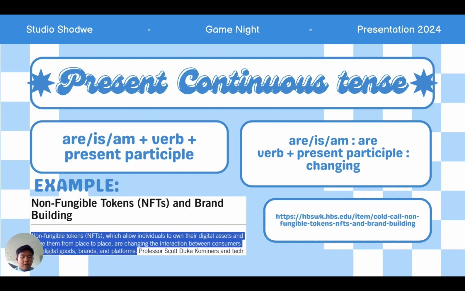Let's look at the article: non-fungible tokens (NFTs), which allow individuals to own their digital assets and move them from place to place, are changing the interaction between consumers and digital goods, brands and platforms. In this sentence, we are using are, and the verb plus present participle is changing.